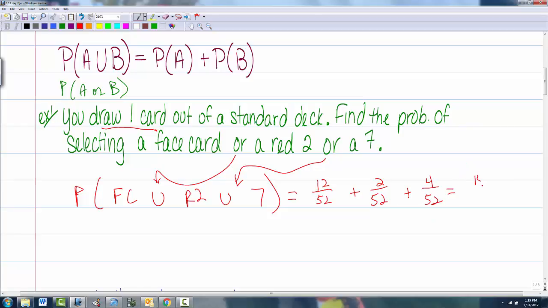Taking too long on this. I think divide by 2 and you end up with 9 out of 26. And then as always, you can change that into a decimal or a percent.